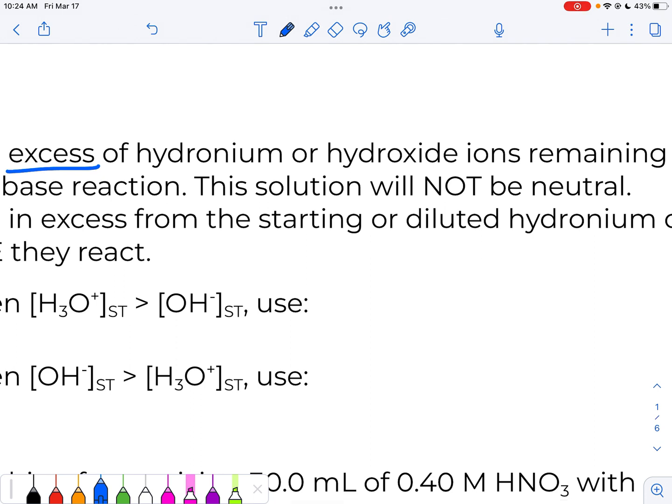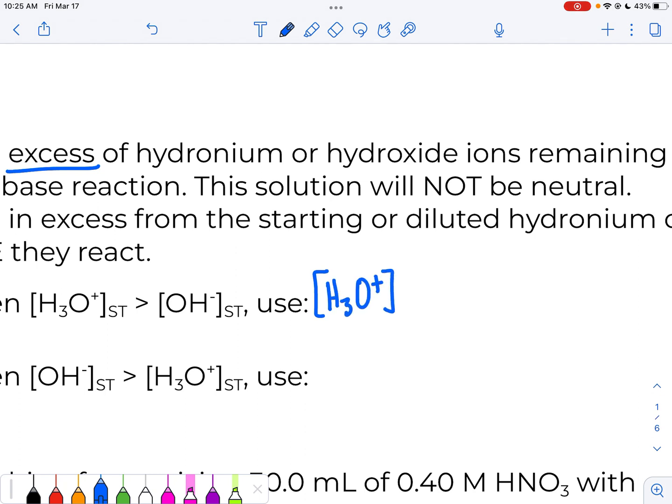So let's take this scenario right here. Your initial concentration of hydronium is greater than your initial concentration of hydroxide. So which one's going to get used up first? Your hydroxide, because you have just less of it available. So if we want to calculate pH, what equation can we use to help us? First, finding that concentration of the excess hydronium.